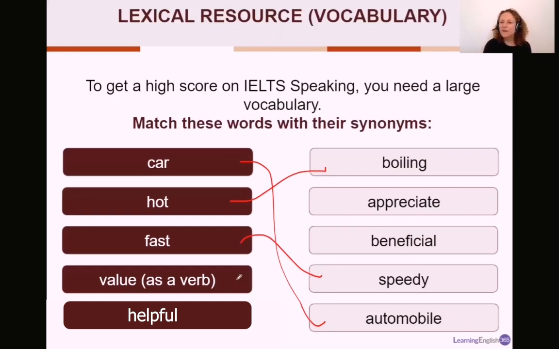Value as a verb. No, not the noun, the verb, to value. Yeah. Appreciate. And helpful. Another adjective that means helpful. Beneficial. So you can already see how you could make your speaking, your answers, your speech more interesting by just mixing up the words that you use. They mean the same, but they add that little bit of something to your speech.